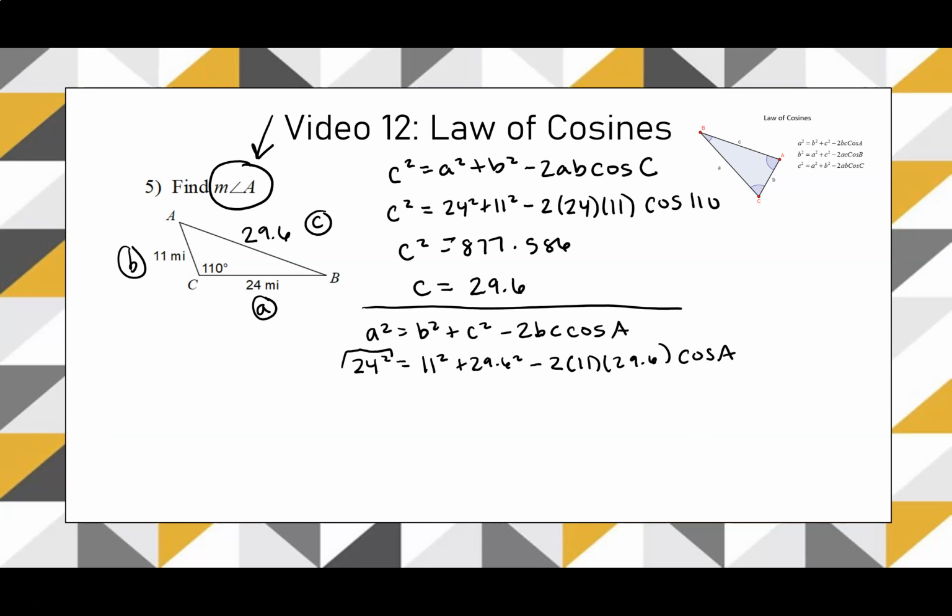Okay, I asked you to find this, this, and this. So 24 squared does in fact give me 576, which is equal to 997.16. And then this whole thing here becomes 651.2 cosine A. All right, subtract the 997.16 from both sides.